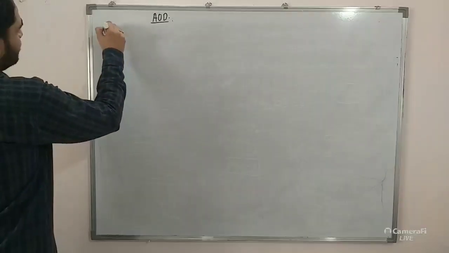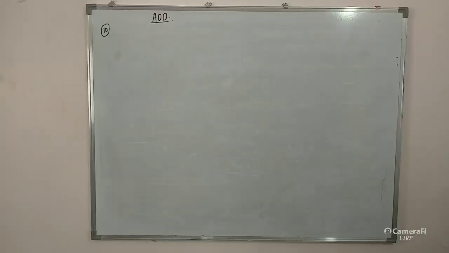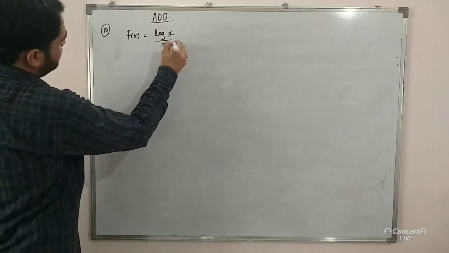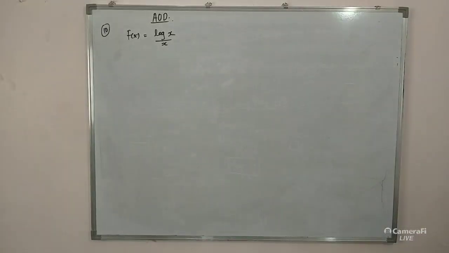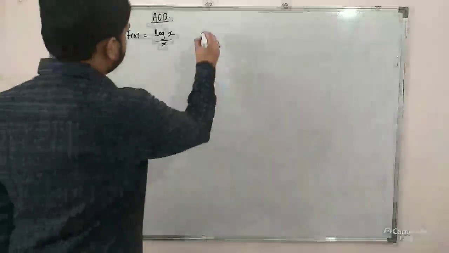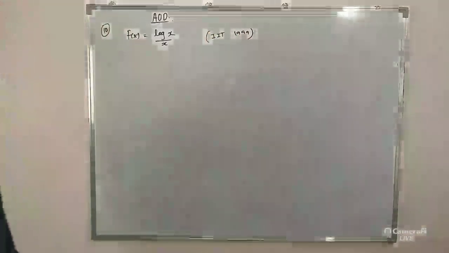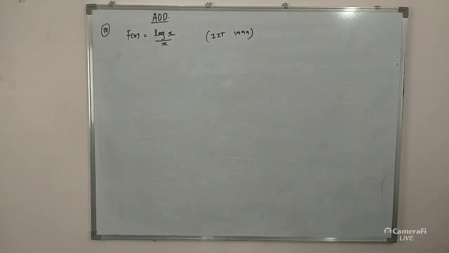Now the next question is problem number 10. In the 10th question, the local maximum value of a function f of x is equal to log x upon x. The options are e, 1, 1 upon e, 2e. This question is IIT 1999. f of x is equal to log x upon x. Find the local maximum value.